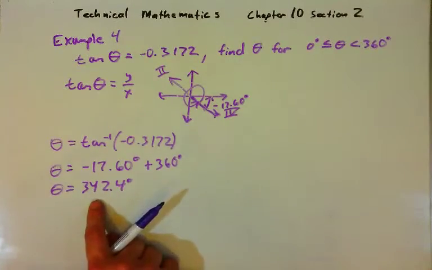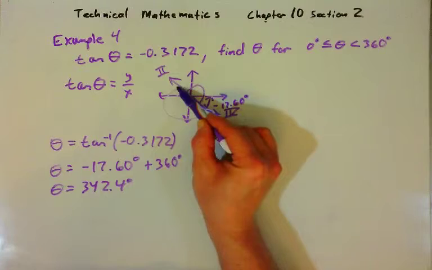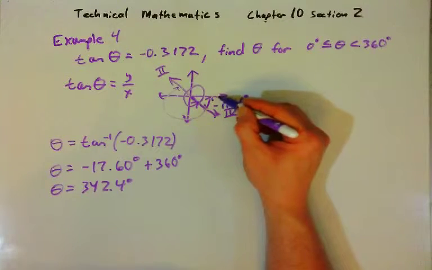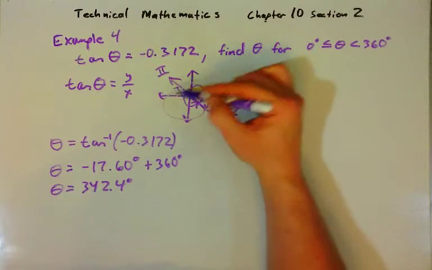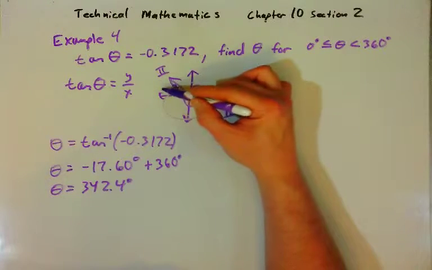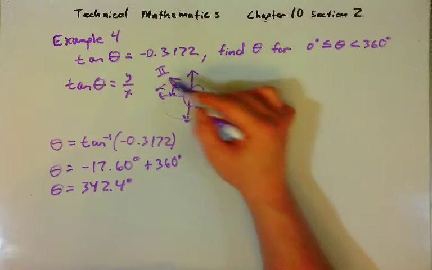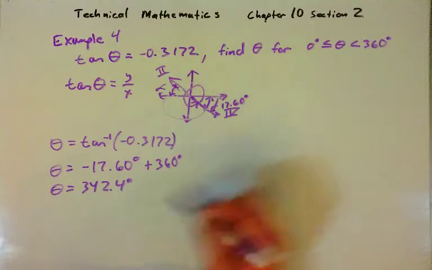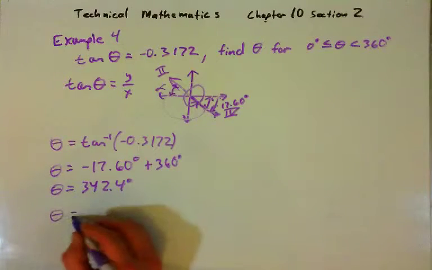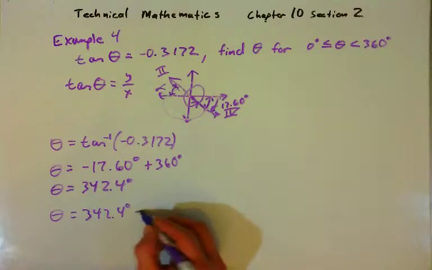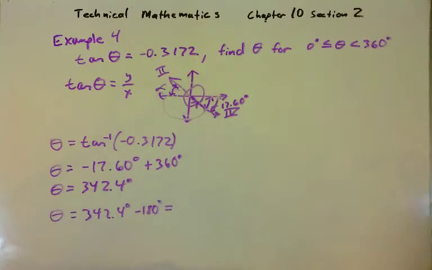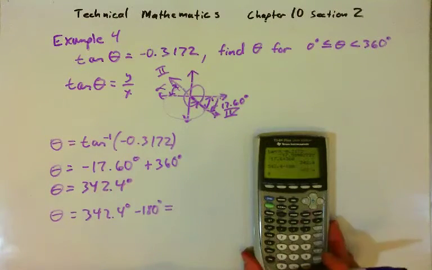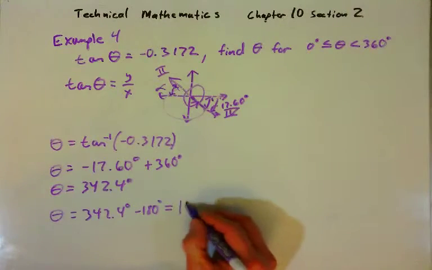What is the other angle? And so you can find the other angle by subtracting 180 degrees. As it turns out, for tangent, the reference angle from the x-axis to the angle that we're looking for is going to be the same in the second quadrant, right? So the reference angles alpha are going to be the same. If we add or subtract 180 degrees from one angle, we'll get the other. And so the other possible solution for theta is 342.4 degrees minus 180. The other answer is 162.4.